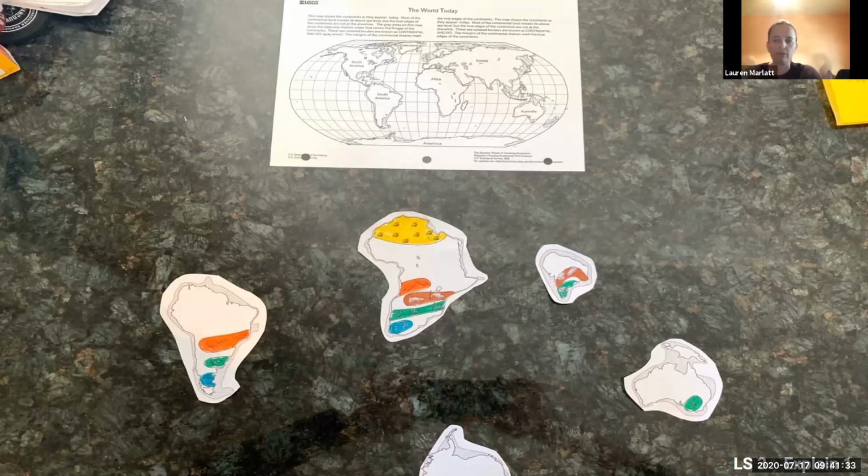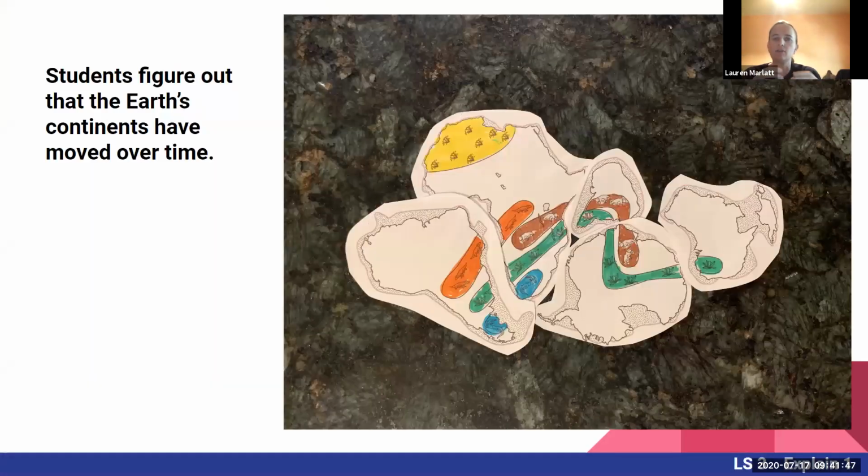So now I've got to start to piece that together. After we look at similarities and differences and what these pieces of evidence are showing us, we're going to try and put them together. Think Alfred Wegener and his idea of continental drift, right? So we're going to fit them all together. This is a sample of what it could look like.